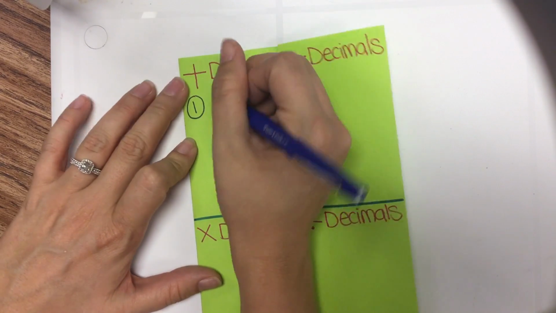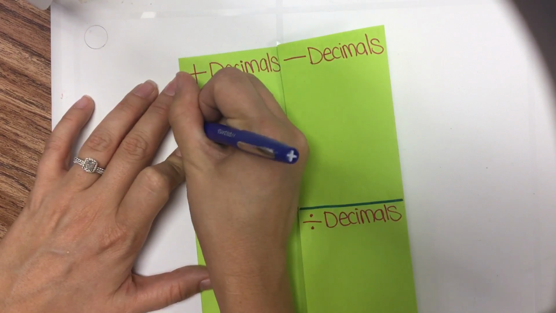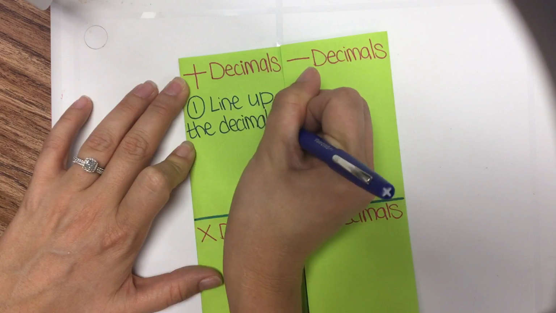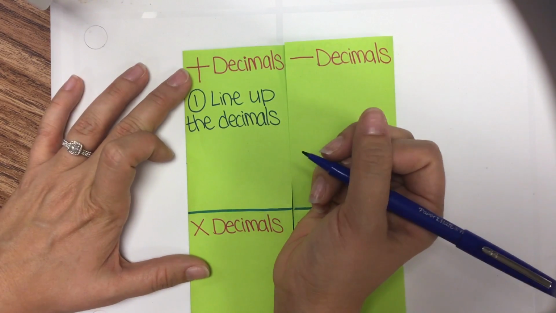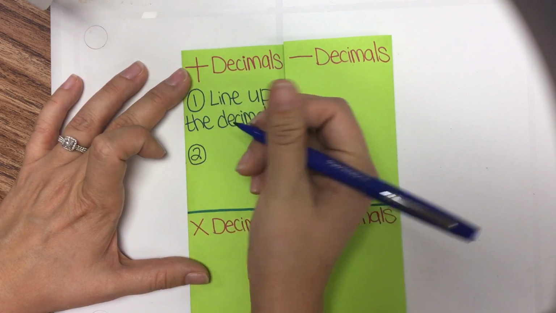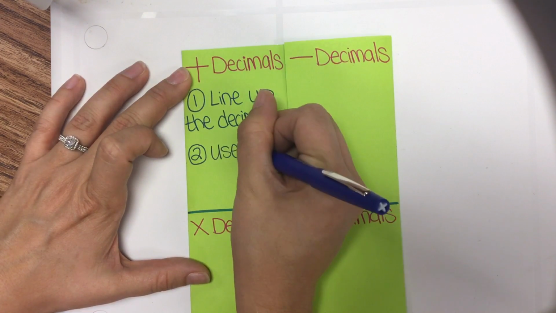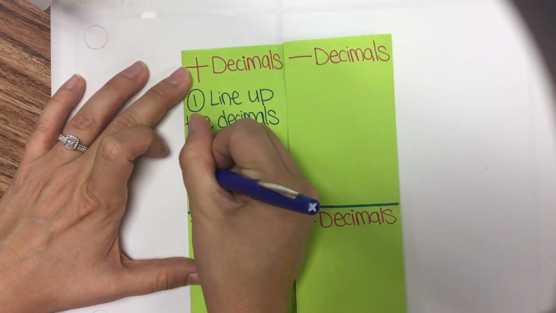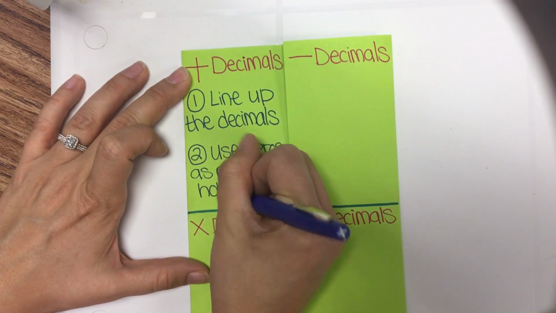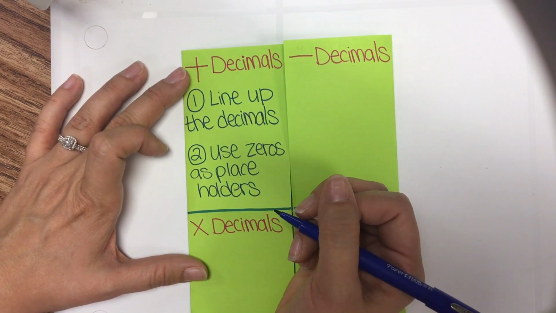So on the front of this foldable is where our rules will be. Line up your decimals. When I say line up the decimals, that means every place value should be in line with the same place value from the other number. Number two, use placeholder zeros, or I'll write use zeros as placeholders. That is extremely important for subtraction, especially on the top number. But it's also good for addition.